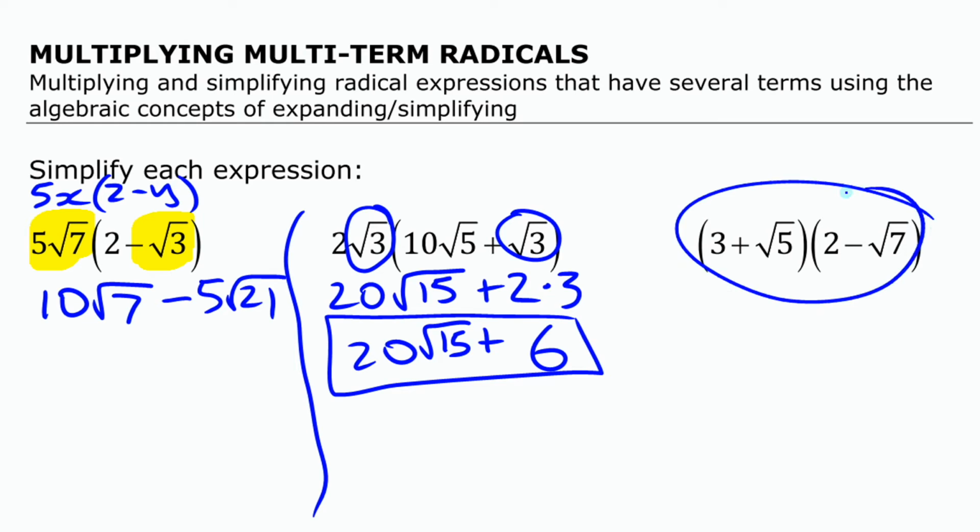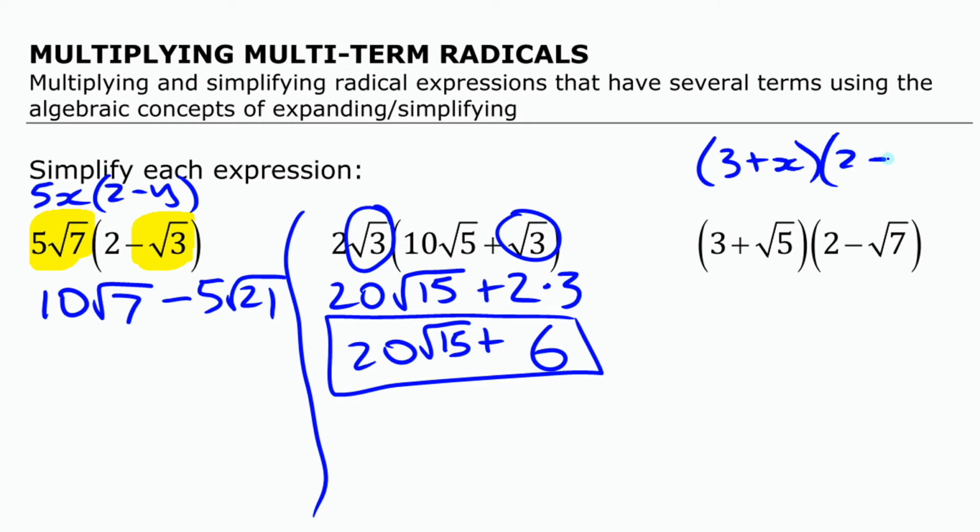Next thing we're looking at here has two things that each have two terms. Now, anytime you've multiplied things that have two terms before, just think about what would I do if it said 3 plus x times 2 minus y. Well, you'd have 4 terms there. You'd have to do 3 times 2, 3 times y, x times 2, x times y. And you'd have all 4 of those terms. You're going to do exactly the same thing here.